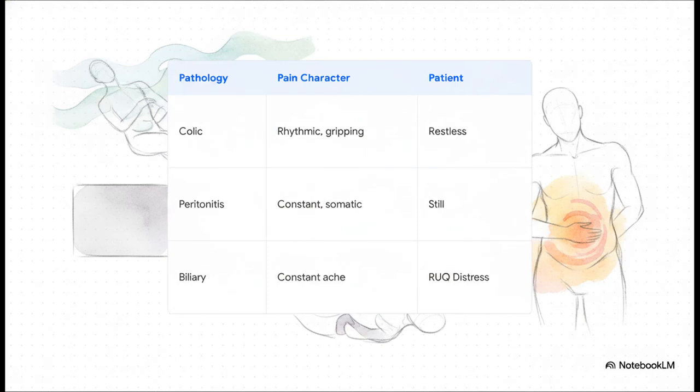Think about it this way. A restless patient dealing with fluctuating, gripping pain, that's mechanical colic. They literally can't get comfortable. On the flip side, a completely still patient with a silent, rigid abdomen has somatic peritonitis. They don't want to move an inch. And keep in mind, biliary colic is actually a clinical misnomer. The pain doesn't ease off between exacerbations. It plateaus into a constant, unyielding ache.